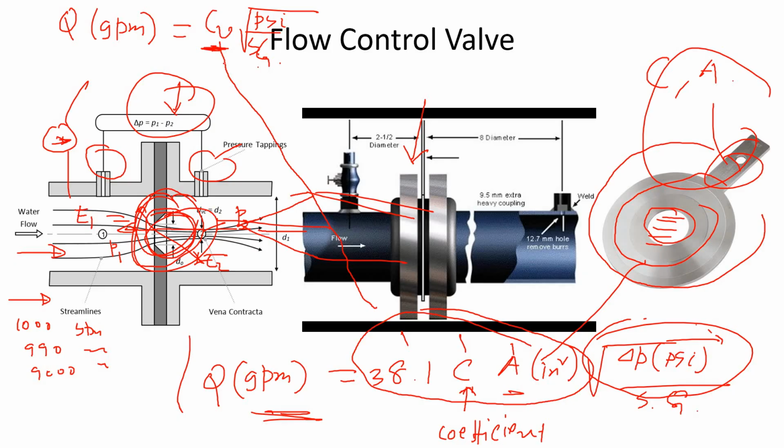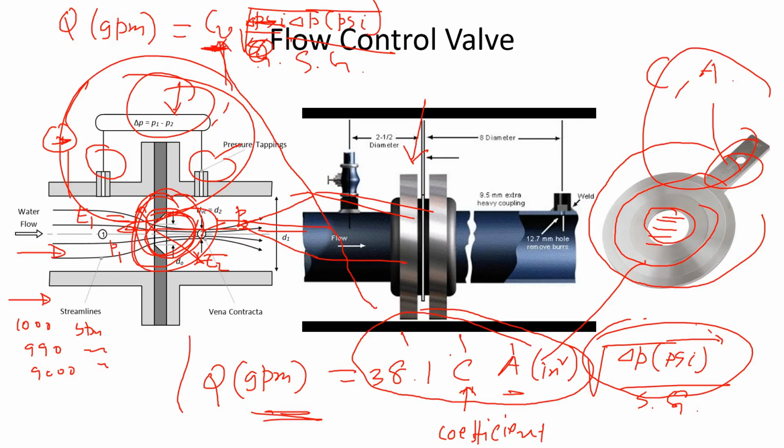When you measure the pressure, whatever the pressure difference is, delta P, the pressure difference, is in psi. Divide by the specific gravity. So it's a very similar equation because the exact same thing happens in a flow control valve. So the only difference is the coefficient.